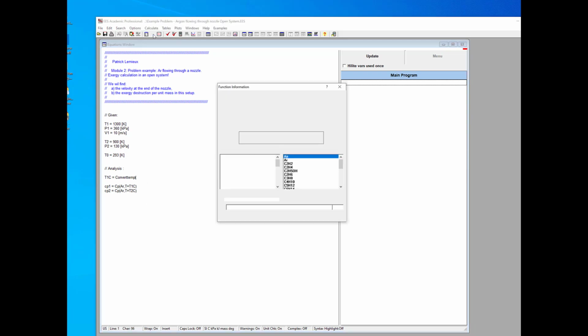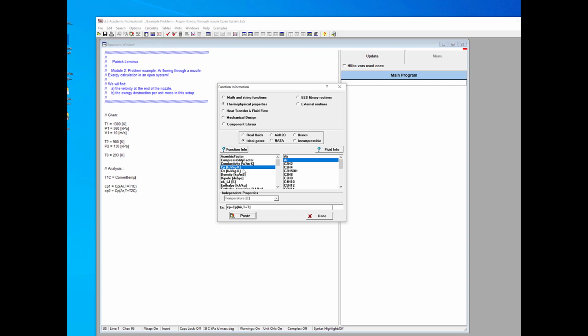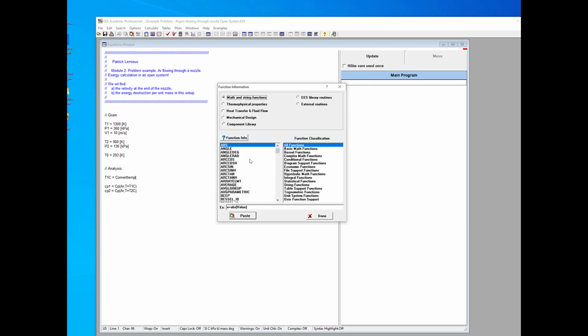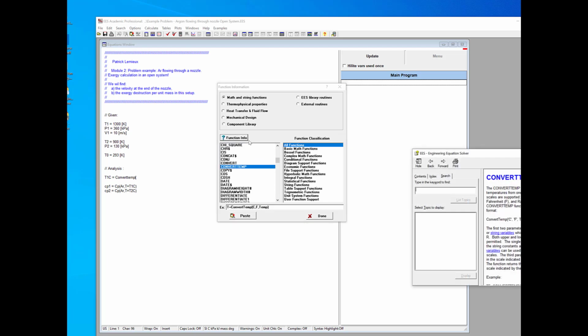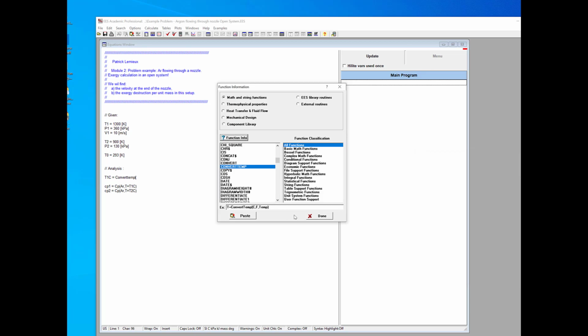Let's look it up again. There should be a function here. Yeah, there we go. ConvertTemp is right there. That's the function I'm interested in. And here's the way it goes. T is convertTemp from C to Fahrenheit. Give the temp in C that you want to convert. If you're not sure, again, hit the function info button, and it tells you exactly the information that I just told you right now. Okay, so we're going to use that command, and we're going to use it twice.